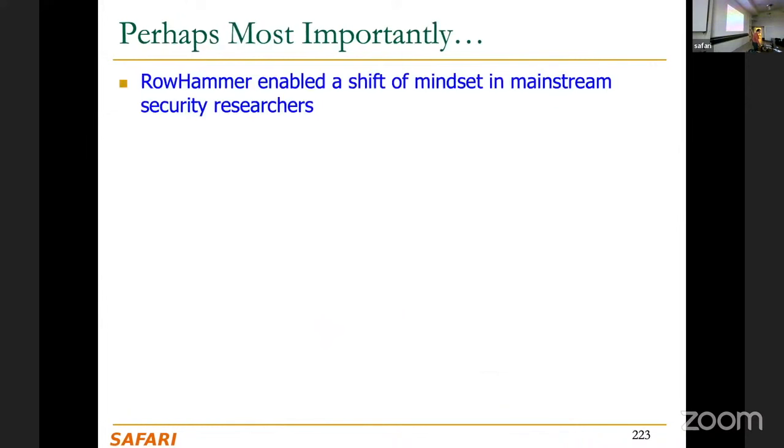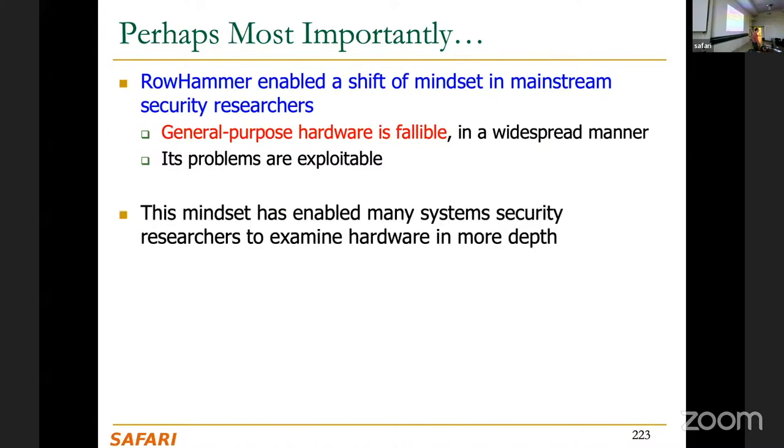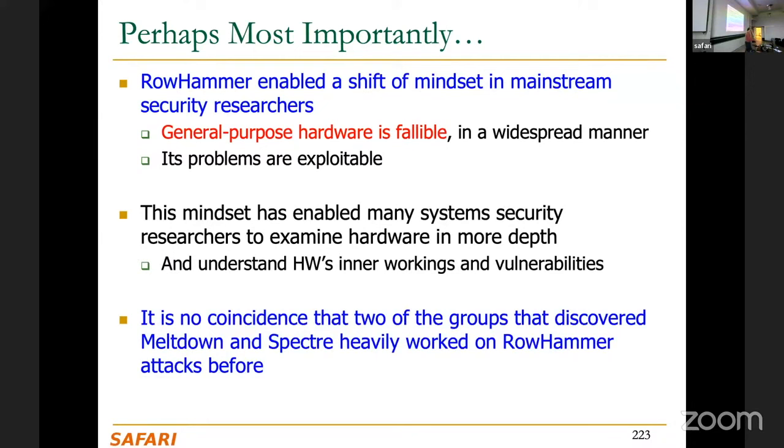Okay, I think there are also other repercussions, like RowHammer enabled a shift of mindset in mainstream security researchers. Now people are thinking general purpose hardware has a lot of issues. RowHammer is one example that started, but what else is there, right? If you're a security researcher, that's actually great thinking, in my opinion, great mindset. What else can I discover? And people who worked on RowHammer actually started working on other stuff in hardware. And two of the groups that discovered Meltdown and Spectre, which are microarchitectural side channel attacks, heavily worked on RowHammer attacks before.